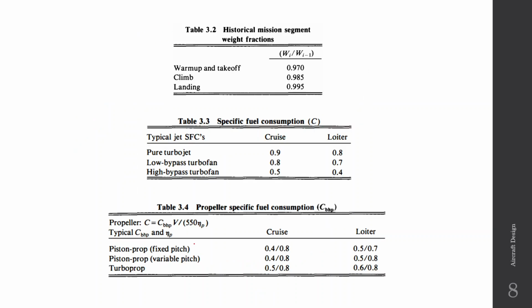And this is a table that I have given here. All of these things are from Raymer's book. Some important things here are that, from historical data, we know that for warm up and takeoff, the weight fraction is 0.97. For climb, it is 0.985, and for landing, it is 0.995. And then we have specific fuel consumption for various jet engines, for cruise and loiter. These are in 1 by hour units.